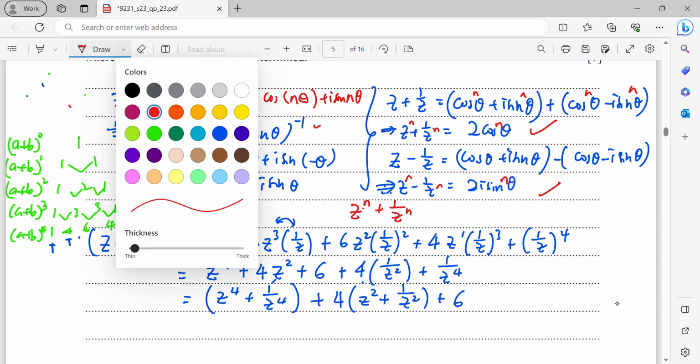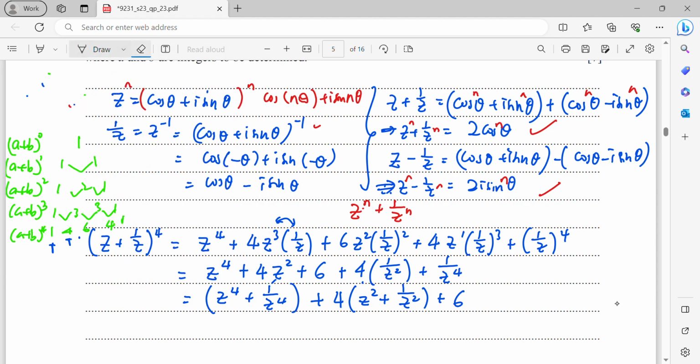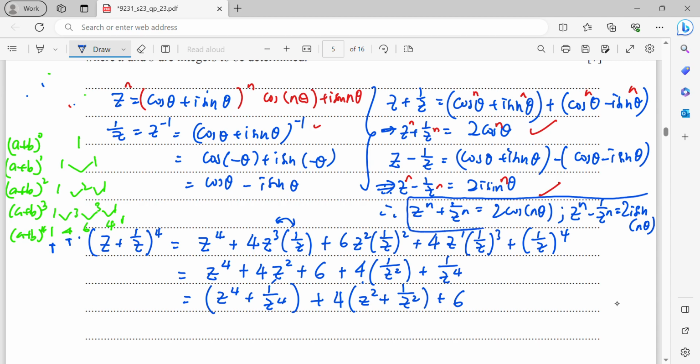Okay, so here I will get two important results. I should write this here first. So z degree n plus 1 over z degree n is going to be 2 cos n theta, and the minus one will be 2i sine n theta. Okay, these two are the important results.